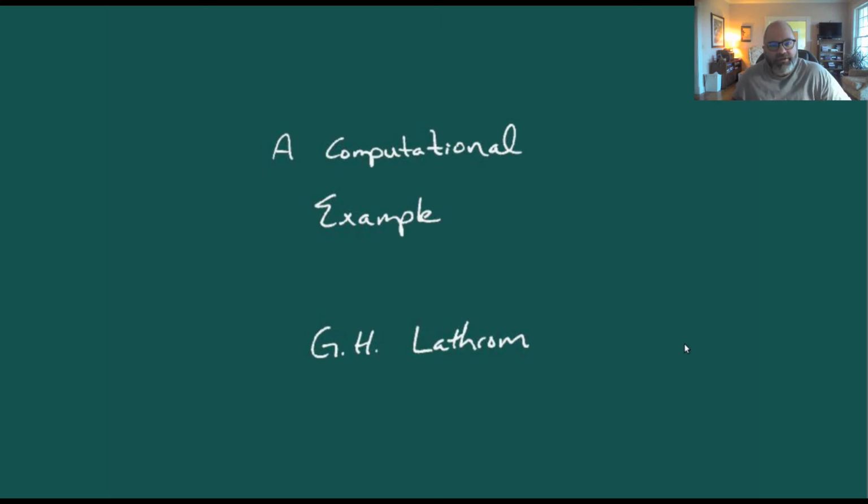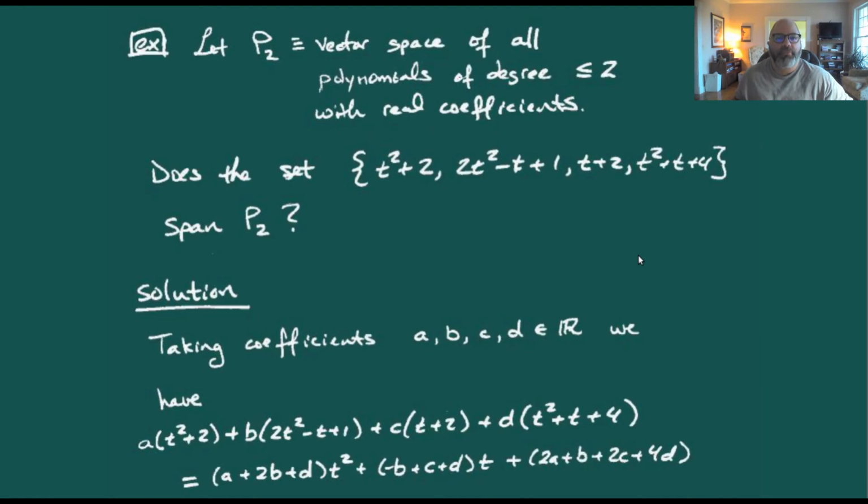All right, everybody, let's look at a computational example. What we've got is the vector space of all polynomials of degree less than or equal to 2 with real coefficients. So we'll call that vector space P sub 2. One question that we can answer is, does this set, t squared plus 2, 2t squared minus t plus 1, t plus 2, and t squared plus t plus 4, span P sub 2?